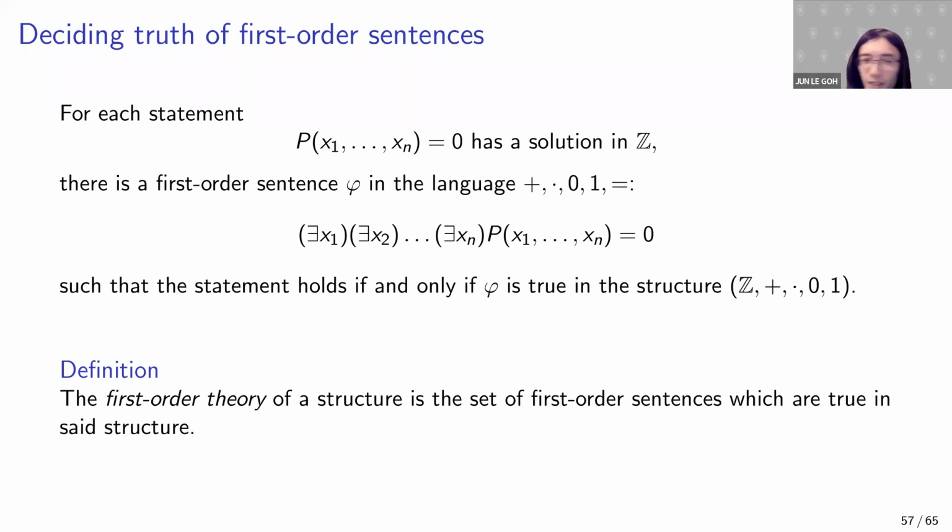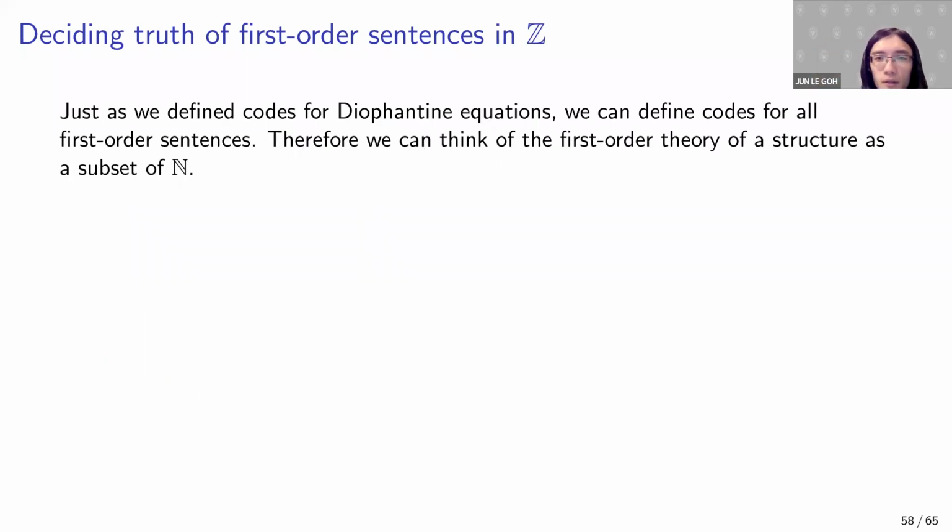Okay, so now let's look at this first order theory for some familiar structures. Right, so before that, we have to talk about some encoding here. Just as we define codes for Diophantine equations, we can also define codes for first order sentences. If you take a first order sentence, think about it as some finite string in some finite alphabet, or even a countable alphabet, and you can encode it as a number.